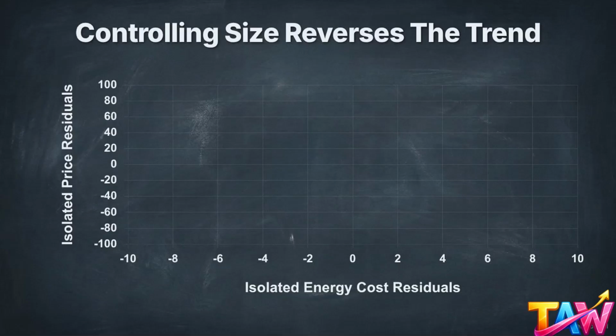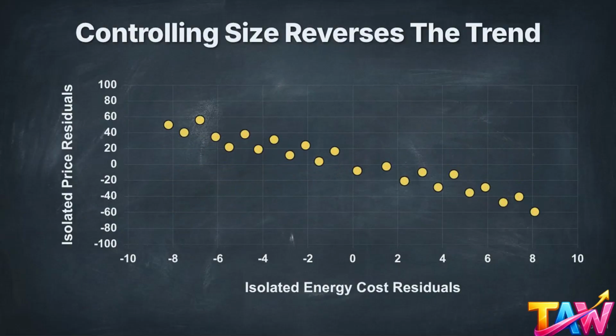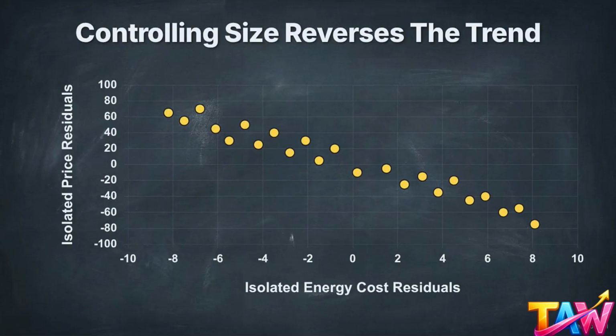Step 3. By plotting these two sets of isolated residuals against each other, we strip away the overlapping effects of size and features. As this animation shows, the distorted positive slope morphs into a negative slope. We reveal the true, isolated negative correlation between energy efficiency and price.